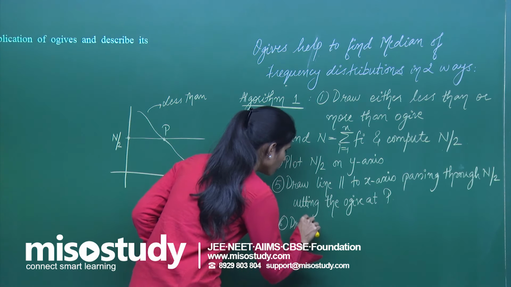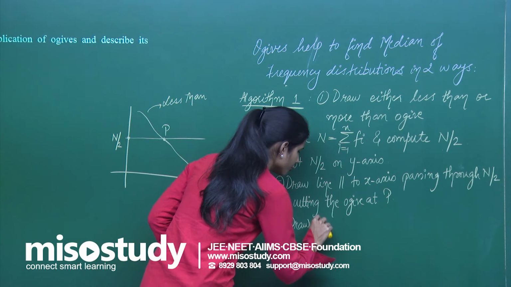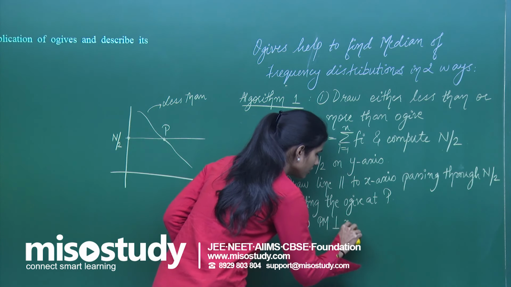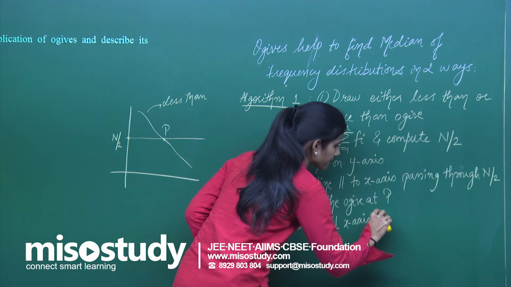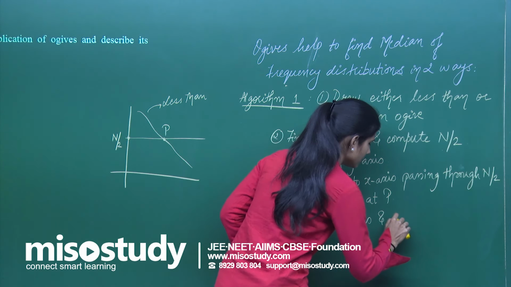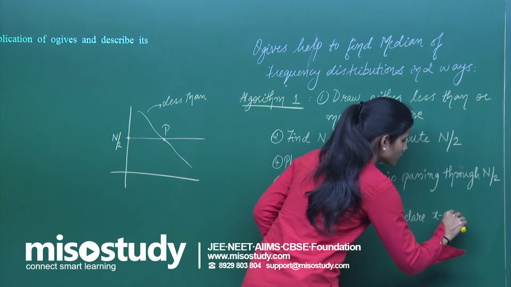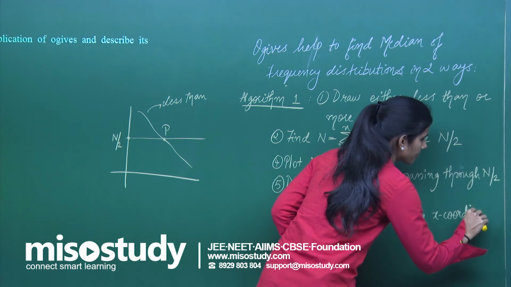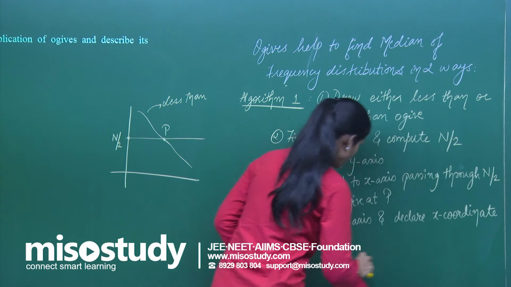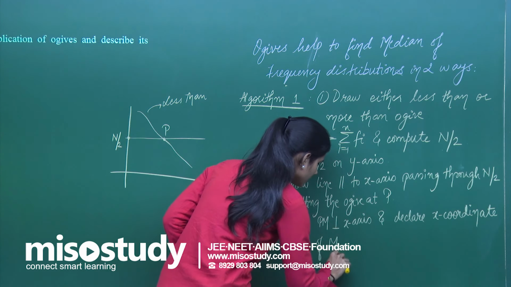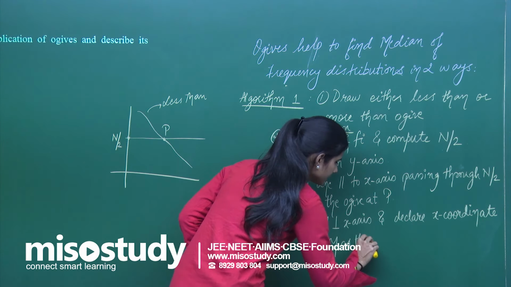After that, once P has been marked, draw PM perpendicular to the x-axis and declare the x coordinate of M as the median.